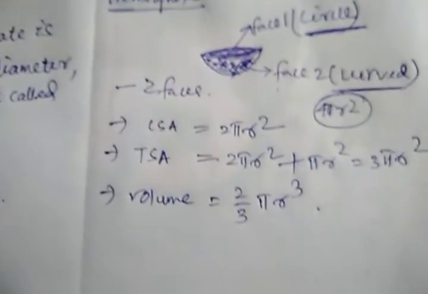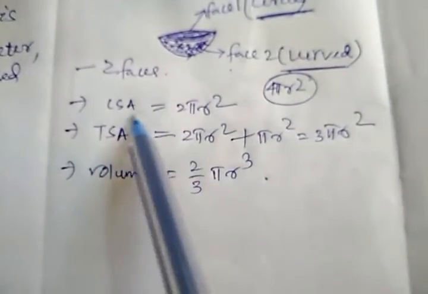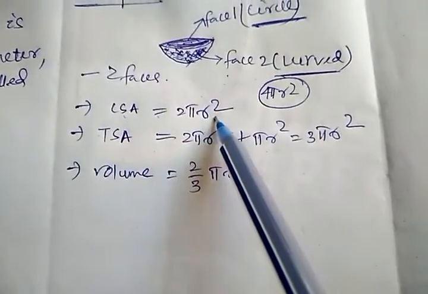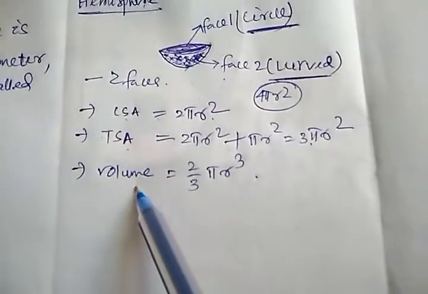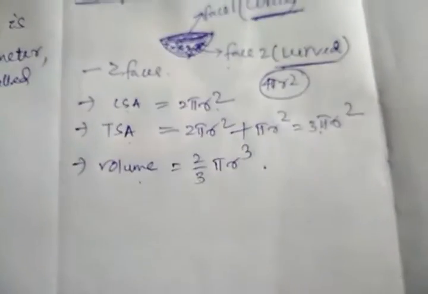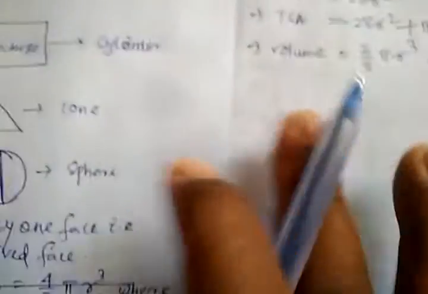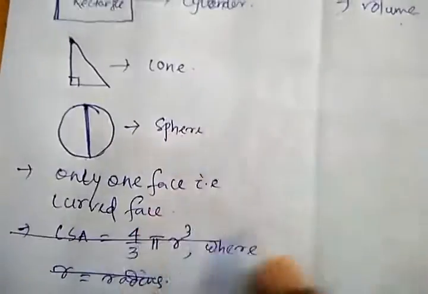Clear now? So what is the curved surface area formula? 2 pi r square. What is the total surface area formula? 3 pi r square. What is the volume formula? 2 by 3 pi r cube. And based on these formulas, we are going to discuss some questions.